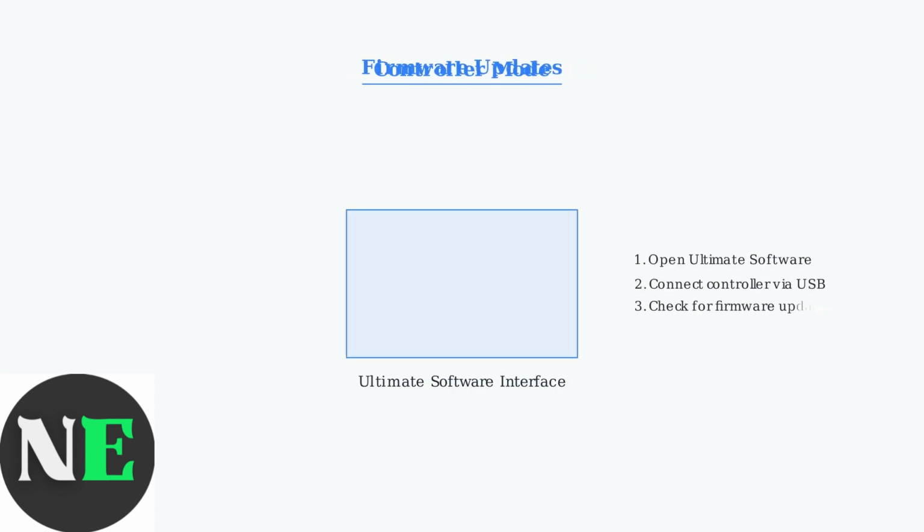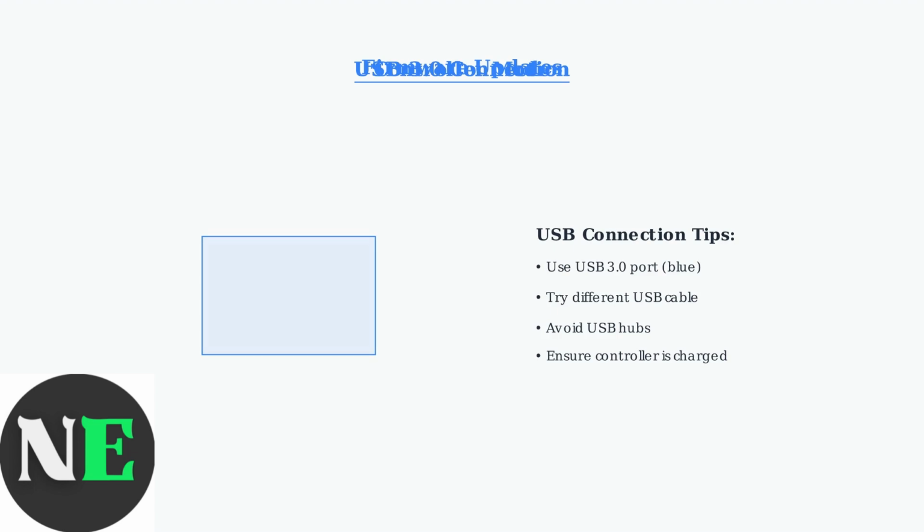Next, update your firmware using the Ultimate software. Check for updates for both the controller and any wireless adapters. The software interface shows all available customization options. Use a high-quality USB cable and connect to a USB 3.0 port, which is typically blue in color. The included cable may not always be reliable for data transfer.